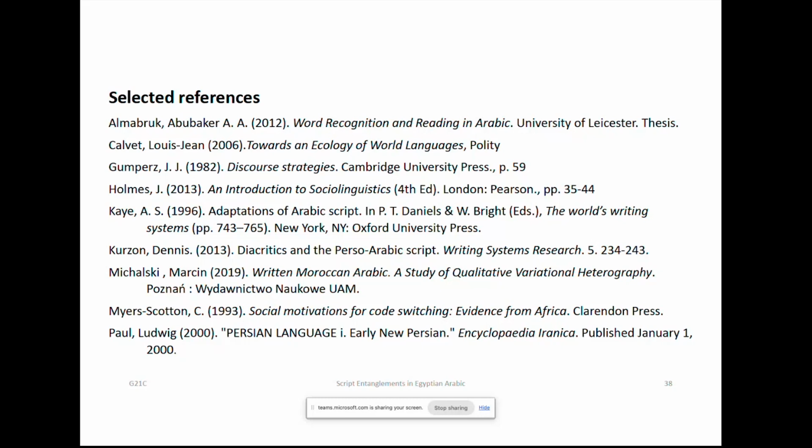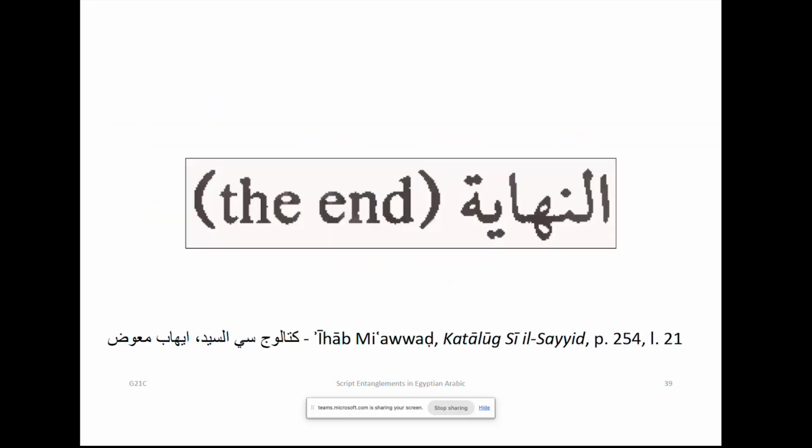This startling juxtaposition of two scripts seems to be well worth the effort for writers and should therefore encourage further research to discover all the implications.